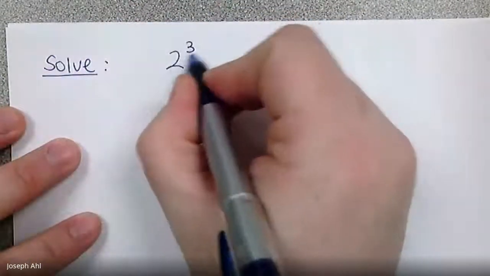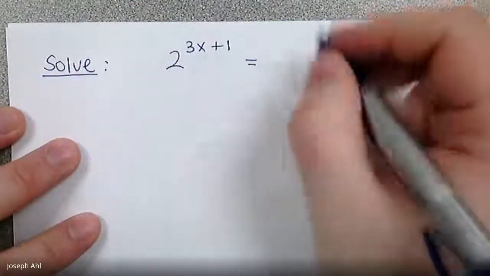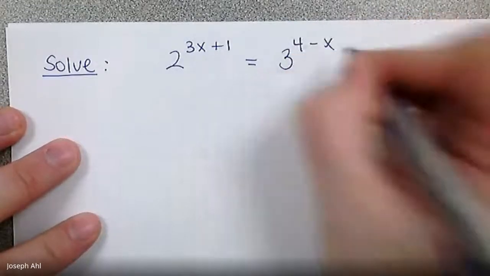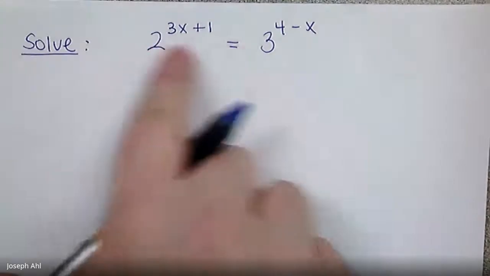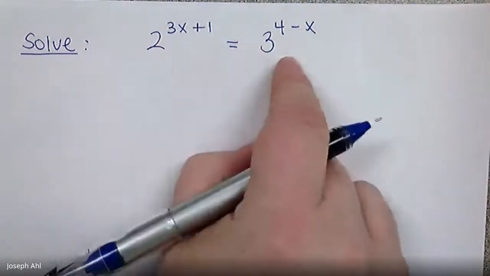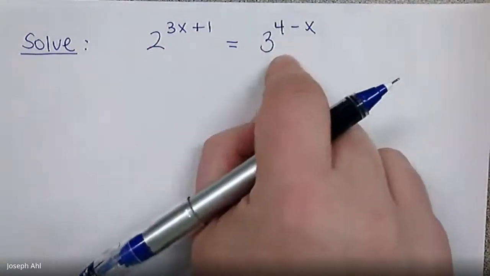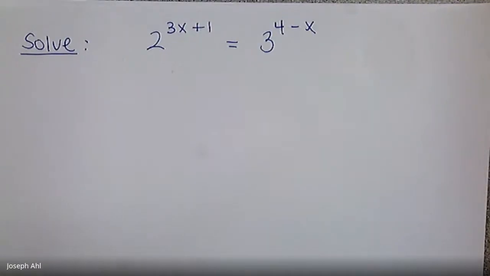2 to the 3x plus 1 equals 3 to the 4 minus x. Okay. Now, there are a few different approaches you could take for something like this. The approach that I'm going to take is I'm not going to play favorites. And what I mean by that is that both sides are exponential right now. Right? This isn't some constant on the other side, which it has been for each of the other examples.